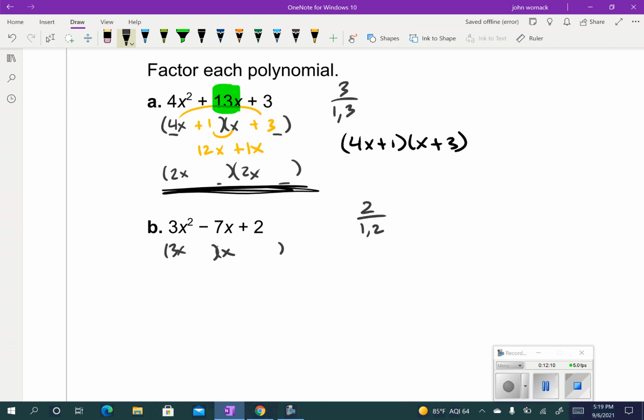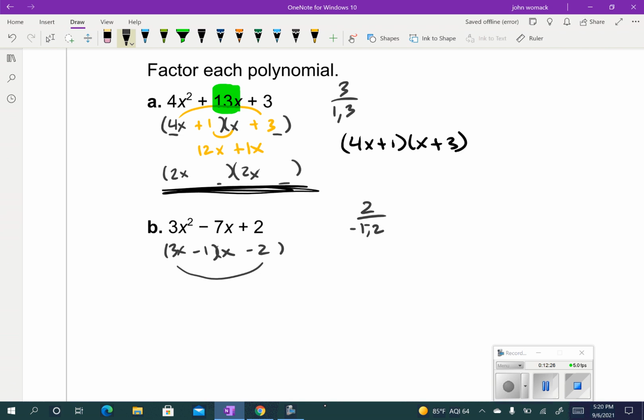One other thing is when I times these, I get a positive 2. But when I add it up, I get a negative. So I actually want both of these to be negative. We talked about that in the last lesson, right? When I multiply them, I get a positive. All right, let's try this one. I'm going to go minus 1, minus 2. Try it out.